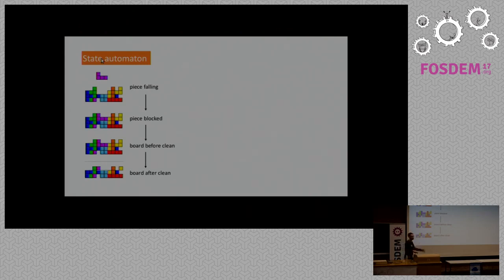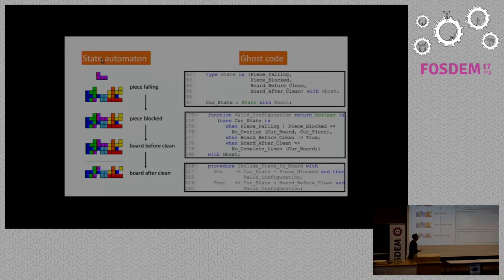So that's four states, and it loops until you lose. We can express that in ghost code in Ada. So we can define a ghost state that defines these four possible states in an enumeration. And we have a global variable, current state, that stores the current state. That's also a ghost variable. And then a valid configuration discriminates on the value of the current state.